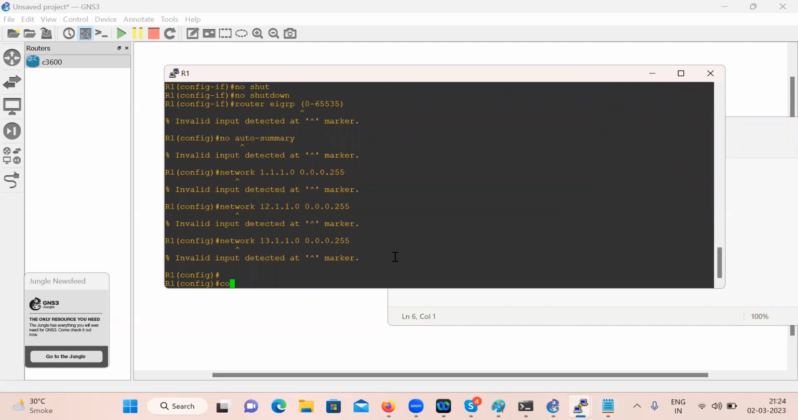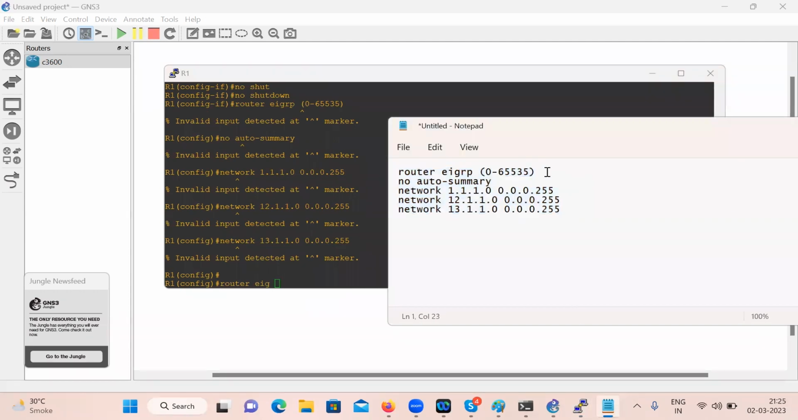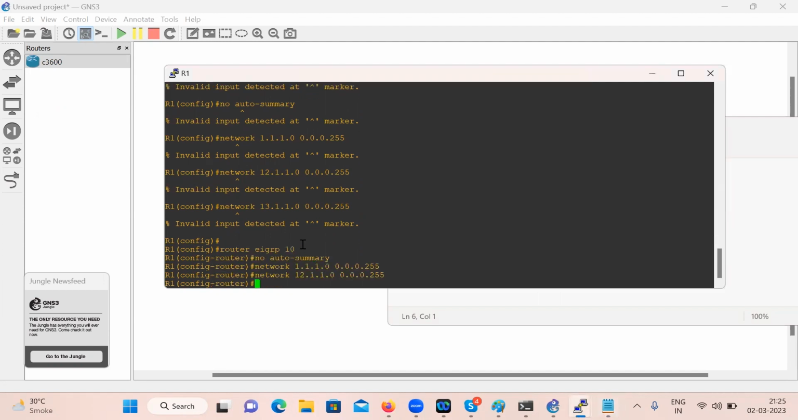So what happened? Here we have not defined the AS number. You can use any number, but it should be the same between two routers, because that is the prerequisite to become neighbors. If the AS numbers between two routers are different, they won't become neighbors to each other. So we have taken a random number, AS number 10. Now it's fine.